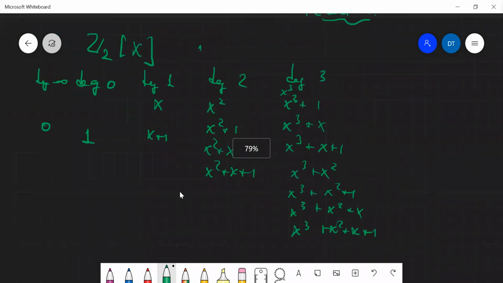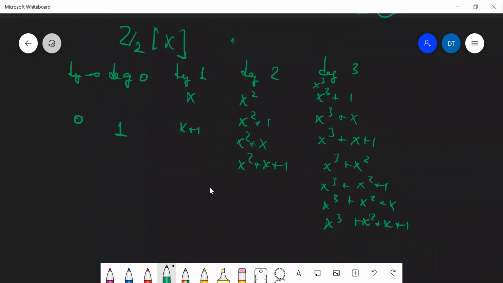Now I want to find, let's say, all irreducible polynomials of degree 3. So how to find all irreducible polynomials of degree 3? There is a way of doing that. We can find all irreducible polynomials of degree 1, 2, 3, and so on. Let me show you.